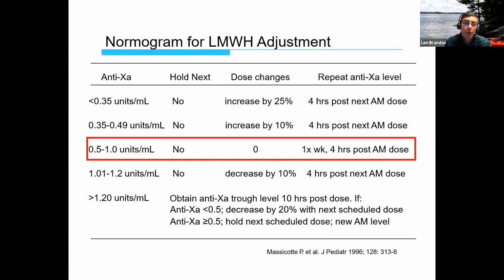If you get very high levels, then you should stop giving it and repeat levels every 12 hours until you're back to your target. And then you need to readjust it by 20, 30, 40%. Because the excretion of low molecular weight heparin is so dependent on renal function, for patients whose renal function is abnormal up front, you need to reduce your upfront dose by 20 to 25%.